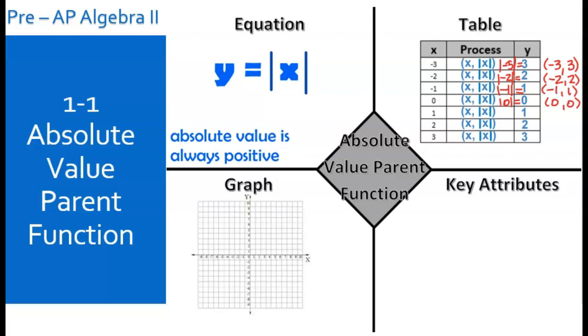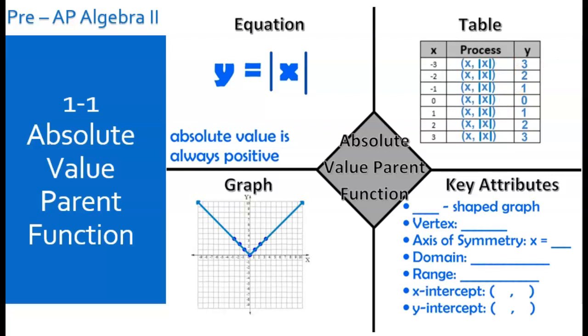So if you graphed your points, you might notice, and some stuff is going to come up on the key attributes box, and that's perfectly fine. But whenever you graph, hopefully, you got something that looks like this. So we have the point -3, 3, the point -2, 2, the point -1, 1, the origin 0, 0, the point 1, 1, the point 2, 2, the point 3, 3.